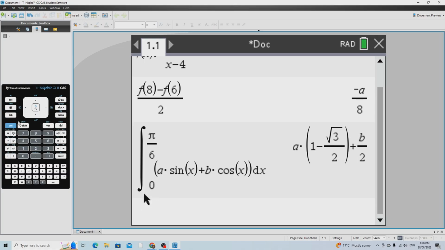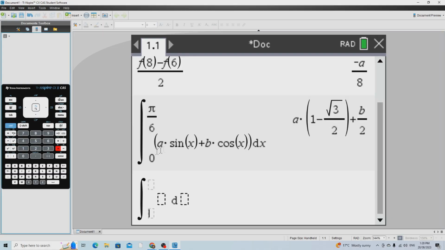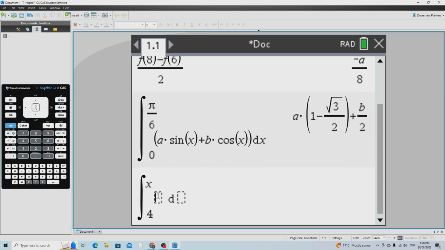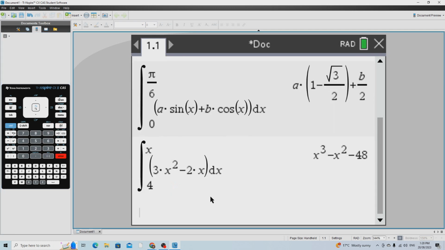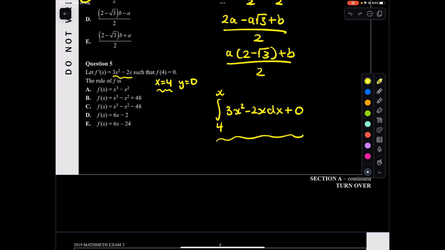So let's do this on a CAS. What is the integral from 4 to x of 3x squared minus 2x dx? Aha, it gives you this. So which one looks like that? It looks like C is your answer for that one.